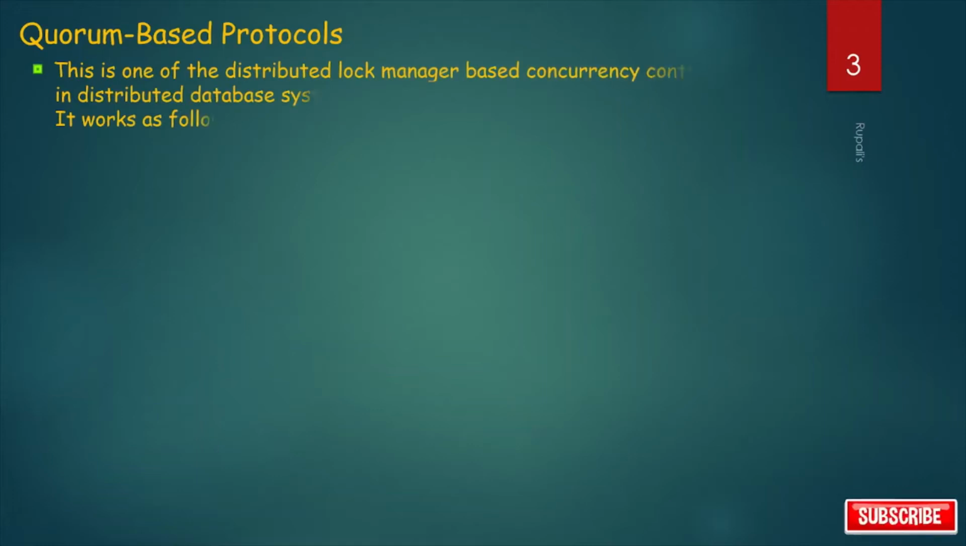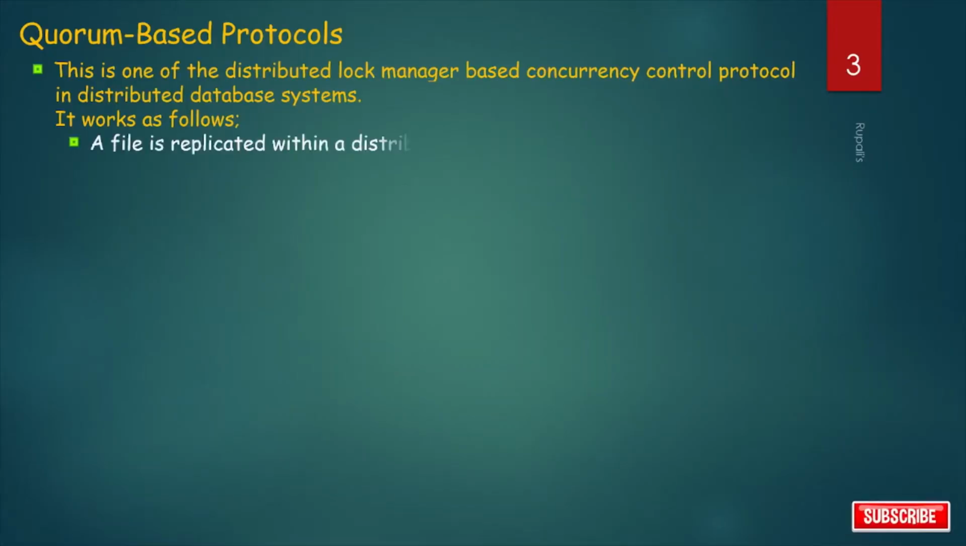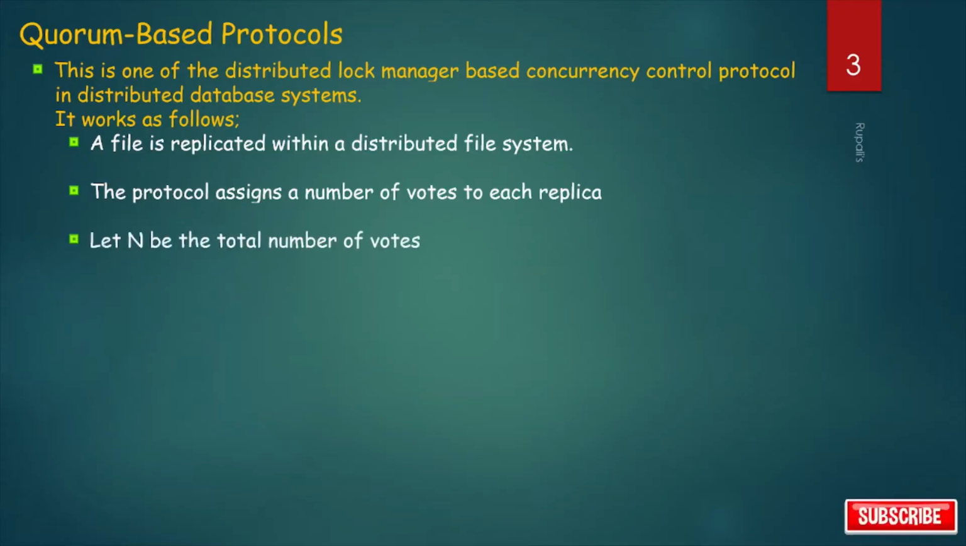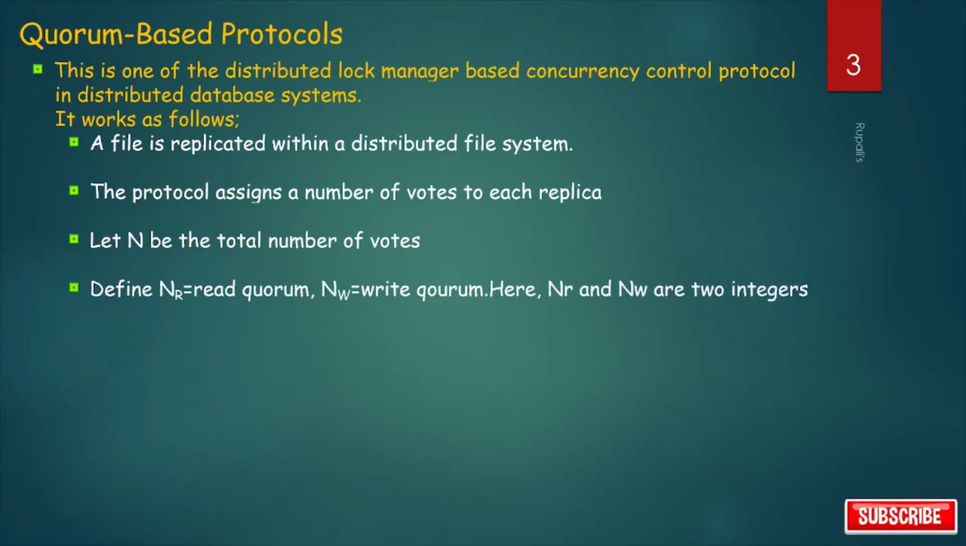A quorum-based protocol is one of the distributed lock manager-based concurrency control protocols in distributed database systems. Now see how it works. A file is replicated within a distributed file system. The protocol assigns a number of votes to each replica. Let n be the total number of votes, and nr is the read quorum, nw is the write quorum. Here nr and nw are two integers.